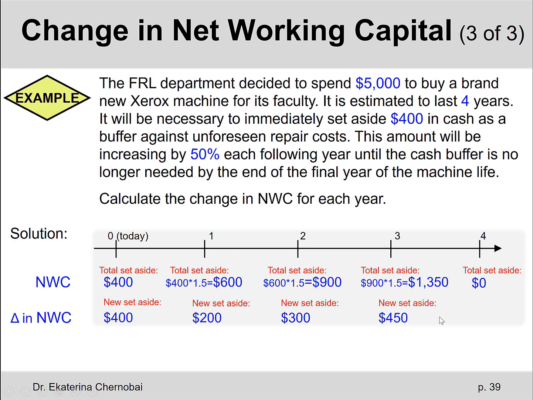So there are actually a couple of ways to figure out what the change in net working capital is during the fourth year. Either the same way I did for all previous years, which would be the difference between $1,350 and 0, right? So what is 0, the new number, minus the old number, 1350. It's 1350, but with the opposite sign, right?